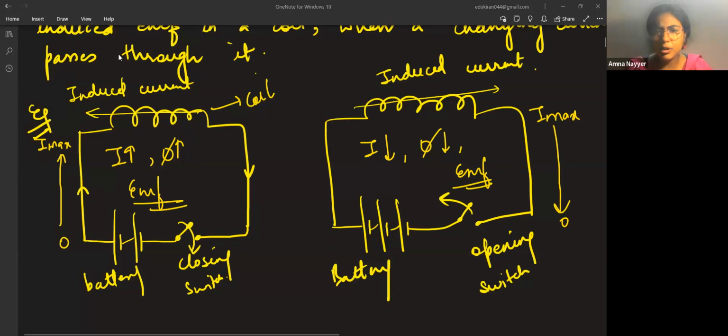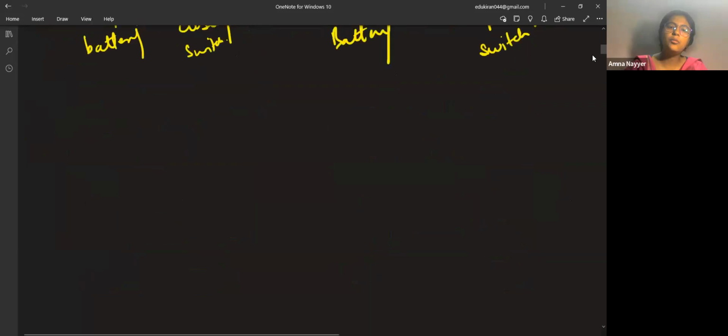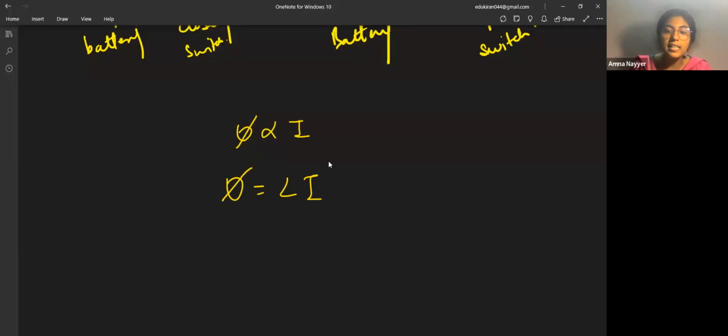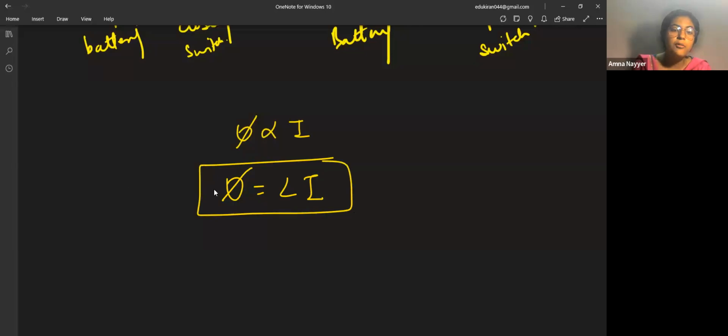Now let us come to the calculation part, class. See class, here what is happening? When the current is increasing, flux was increasing. Current decreased, flux decreased. If current increases by 3 units, flux will increase by 3 units. If current decreases by 4 units, flux will decrease by 4 units. So at the last, phi is directly proportional to current. The magnetic flux is directly proportional to the current. Here we get a constant, that is L. phi equals Li. This is our formula.